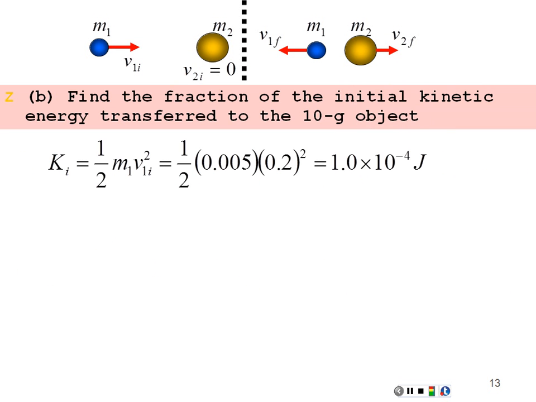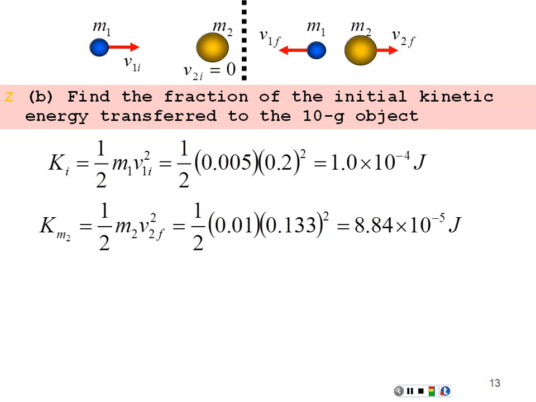What is the fraction of the initial kinetic energy transferred to the 10-gram object? Well, our initial energy is 1/2 mass 1 velocity 1 initial squared, and that is 1/2 times 5 grams, 0.2 meters per second squared, or 1 times 10 to the minus 4 joules. Our final kinetic energy of mass 2 is 1/2 mass 2 V2 final squared, 1/2 times 10 grams, 0.133 meters per second squared, 8.84 times 10 to the minus 5 joules.